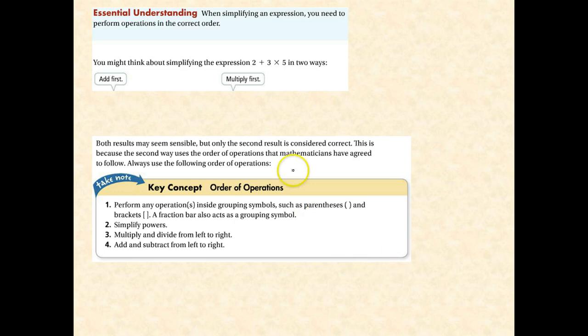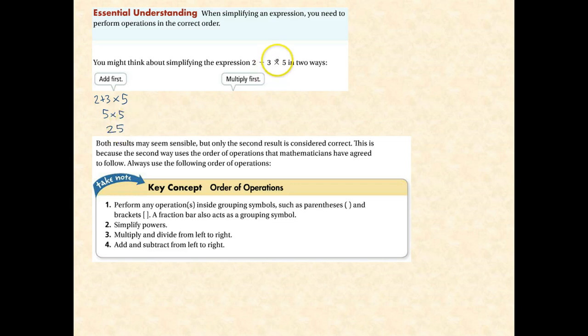So, when we're simplifying an expression, we need to do things in the right order. You might think about simplifying the expression 2 plus 3 times 5 in two ways. You might think, hey, I'll just go from left to right. I'll add first. 2 plus 3 times 5. Well, 2 plus 3 is 5, and 5 times 5 is 25.